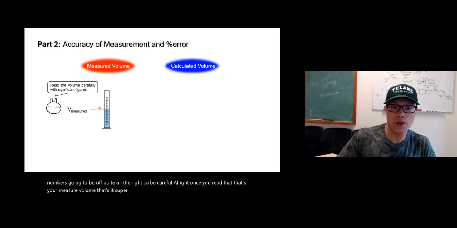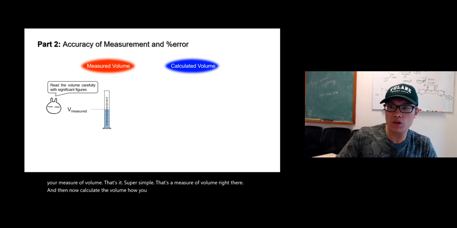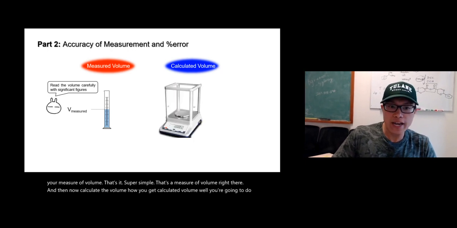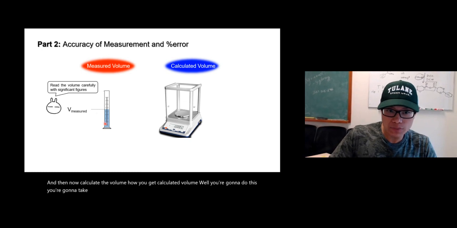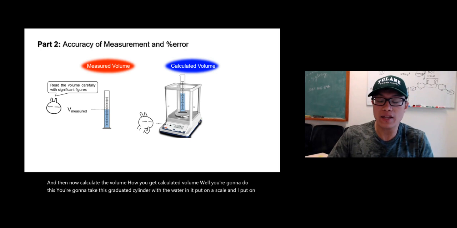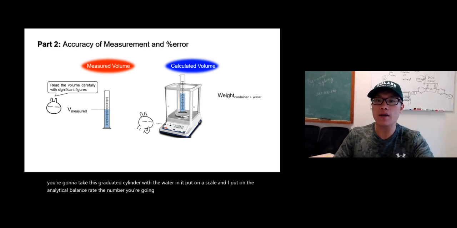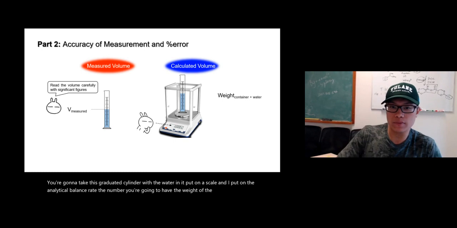That's a measured volume right there. And then now, calculated volume. How do you get calculated volume? Well, you're gonna take this graduated cylinder with the water in it, put it on the scale, right? Put it on the analytical balance. Read the number. You're gonna have the weight of the container plus water.